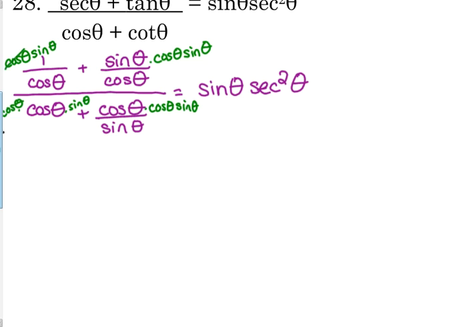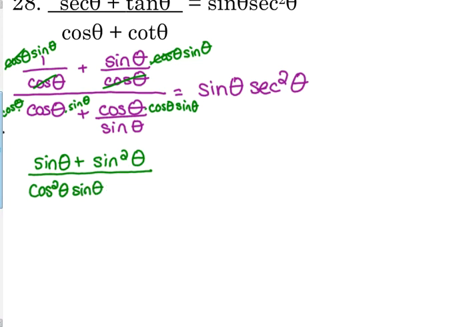All right, so cosine cancels in the first one. So we've got sine of theta plus cosine cancels there. So sine of theta times sine of theta, sine squared of theta. Nothing happens here. So we get cosine squared of theta, sine of theta, here the signs cancel. So cosine times cosine is cosine squared.